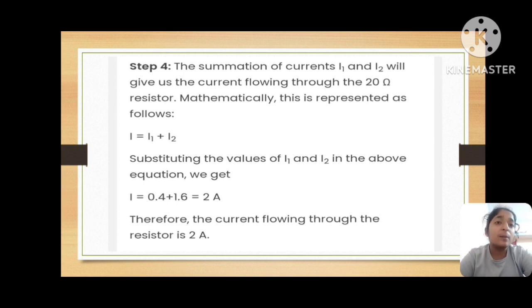This is about the problem that has been solved and explained about the superposition theorem.